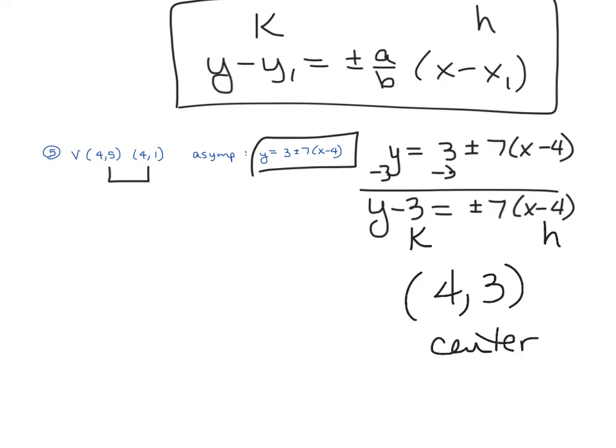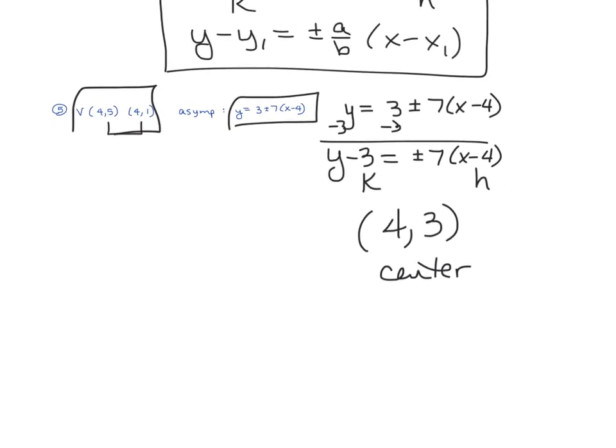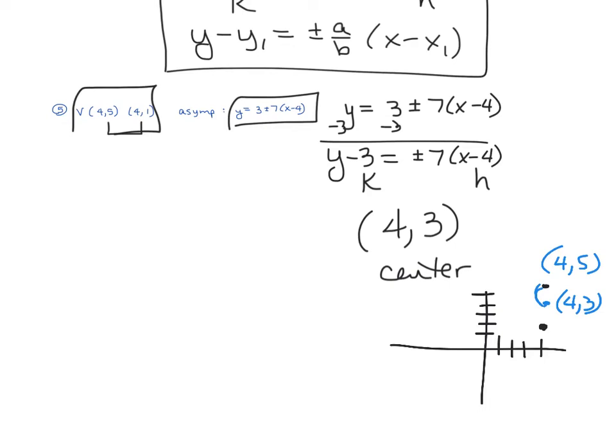Now another way I could have gotten it is finding the midpoint of the two vertices. I can also quickly graph them. So if I graph 1, 2, 3, 4, 1, 2, 3, 4, 5, the ordered pair 4, 5, and 4, 1, I can see that the midpoint of these two is the ordered pair 4, 3. So either way. Okay, now I also need to find the a value. Remember the a value is the distance from the center to the vertex. And I can see that between 4, 3 and 4, 5, it's 2. I could just subtract 5 minus 3.